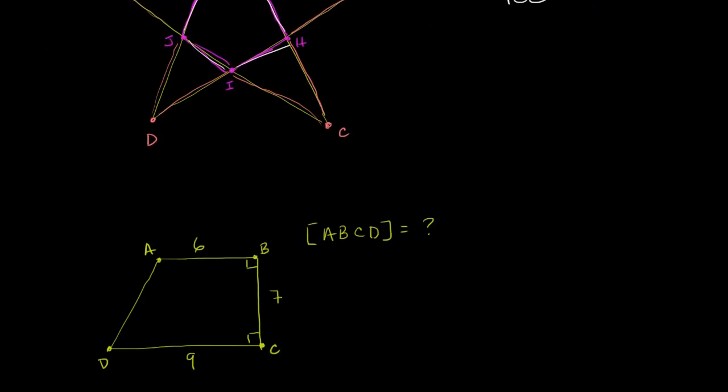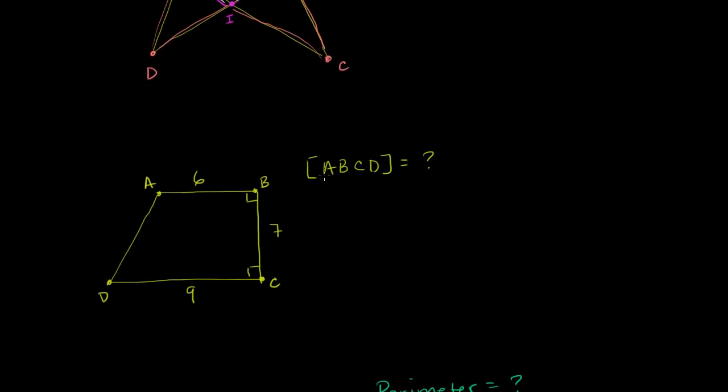Now let's do the next problem. What is the area of this quadrilateral, something that has 4 sides, of ABCD? We haven't seen a figure quite like this just yet. On the right-hand side, it looks like a rectangle. On the left-hand side, it looks like a triangle. This is actually a trapezoid.